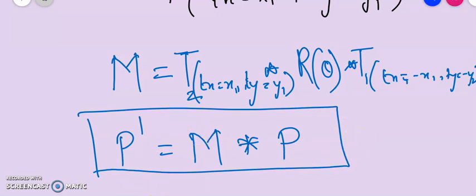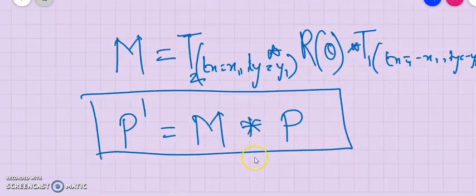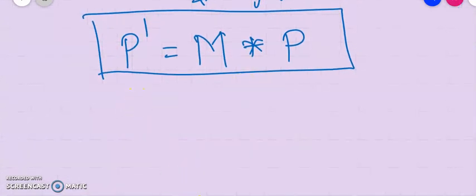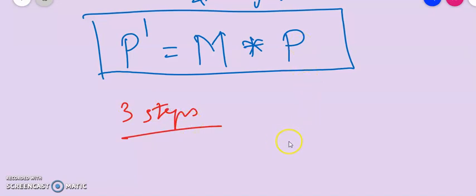So how many steps are involved in fixed point rotation? Basically we need 3 steps for performing fixed point rotation. With this we come to an end for the current session, and in our next session we'll see two-dimensional reflection. Thank you.